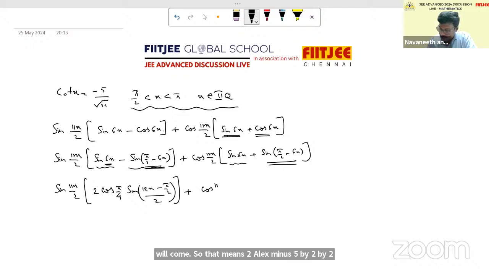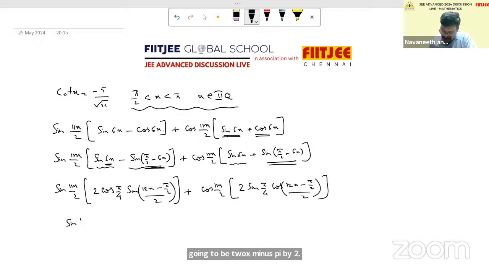Plus cos 11x by 2. Now here, sine c plus sine d, so 2 sine (c plus d) by 2, so 6x gets cancelled. You get pi by 4, and cos (c minus d) by 2. Again here this is going to be (12x minus pi by 2) by 2.